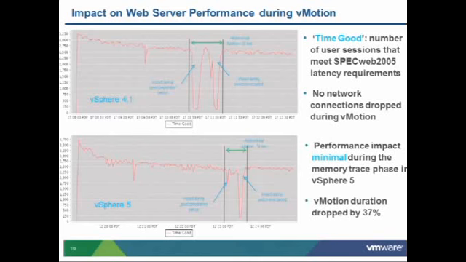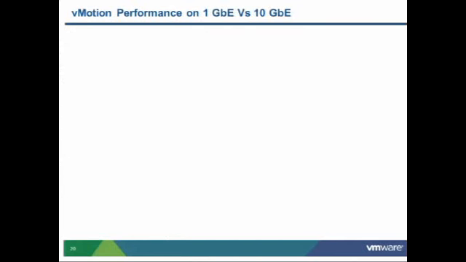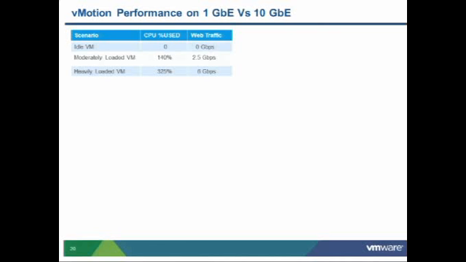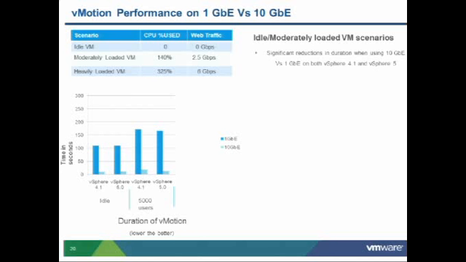So far I've been talking about all the vMotion performance using 10 GB NIC. So let's see what happens when you use a 1 GB NIC. Here we wanted to understand the vMotion performance on both 1 GB NIC versus 10 GB NIC, and on both vSphere 4.1 as well as vSphere 5. So we used 3 test scenarios. As you can see, we have one idle VM, a moderately loaded VM, and a heavily loaded VM. The heavily loaded VM scenario was exactly the same as what I've been talking about in the previous slide, but I also added a couple of scenarios. So let's just take a look at idle and moderately loaded VM scenarios.